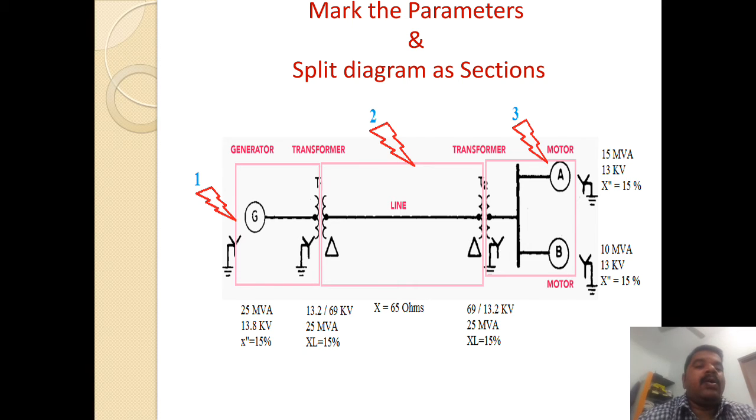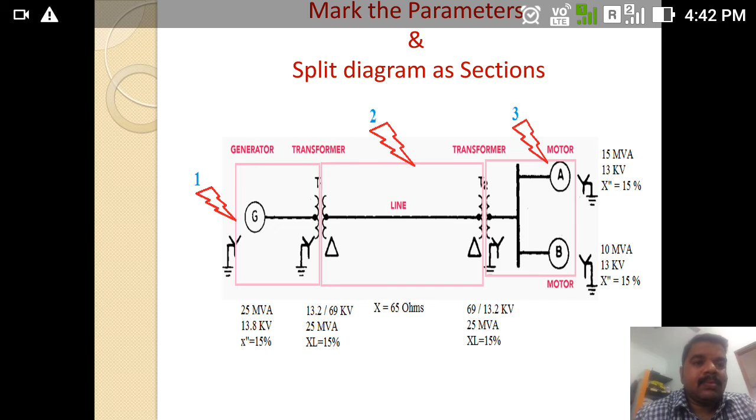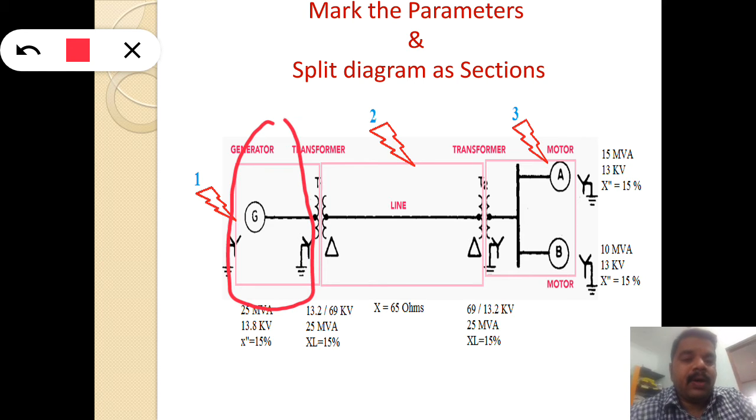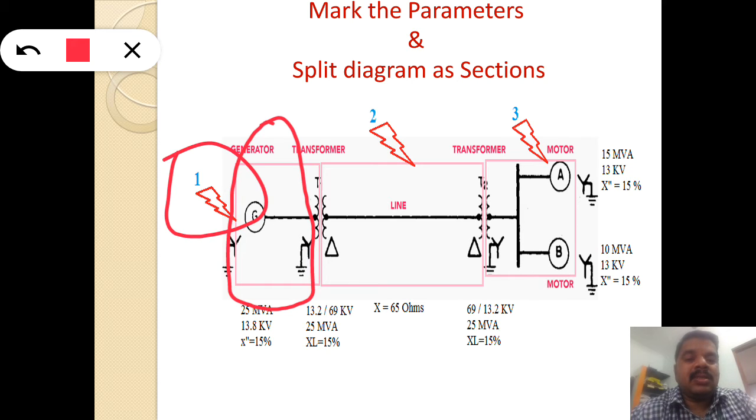Now we have to divide the diagram into sections. How do we divide it? By the same line voltage. Listen: from the generator to the transformer T1 primary, we choose that as section 1. Why? For the generator, the voltage is 13.8, and for the transformer T1, the voltage is 13.2. Those two values are nearly the same line voltage, so we consider that as section 1.